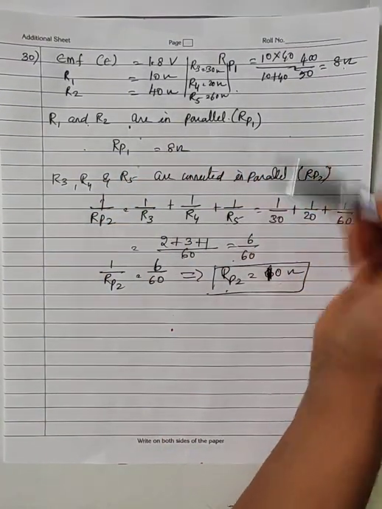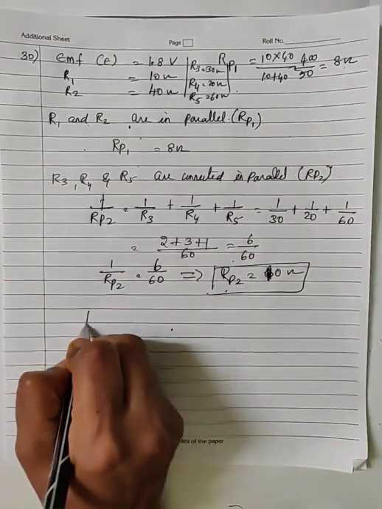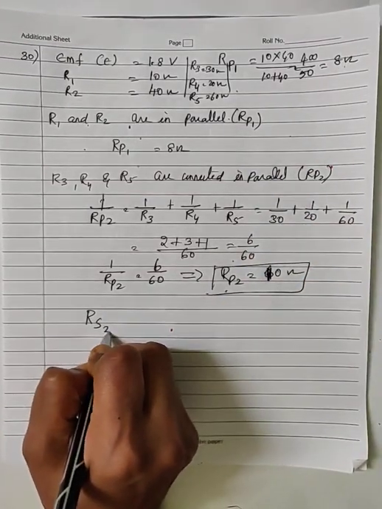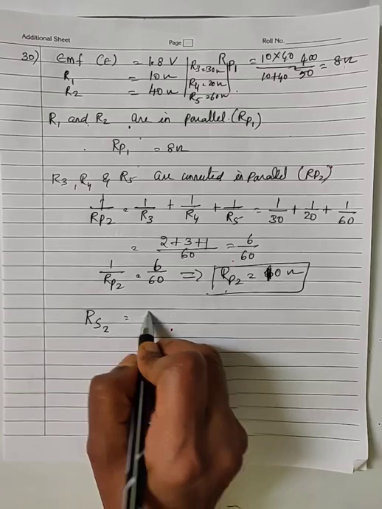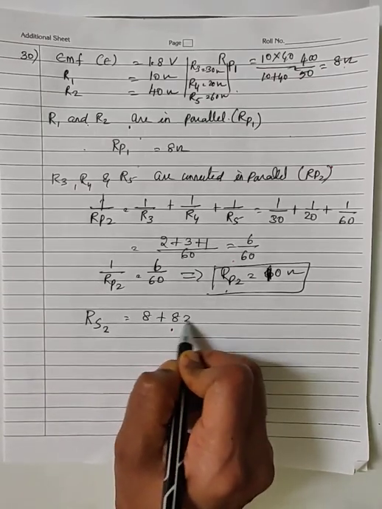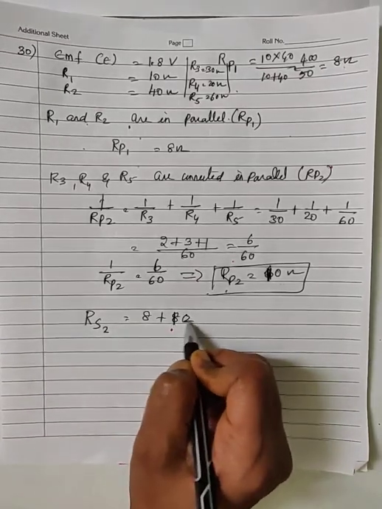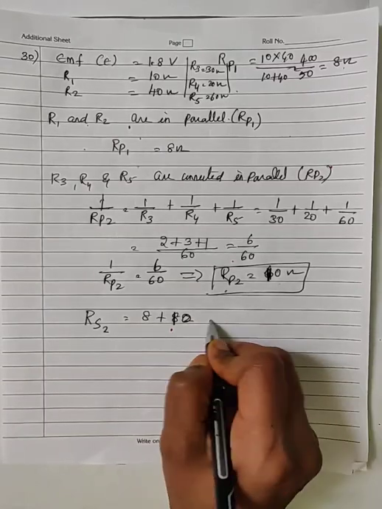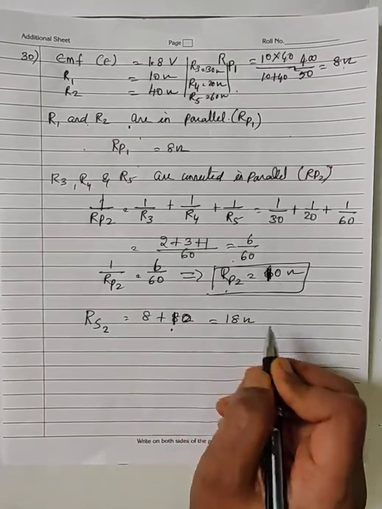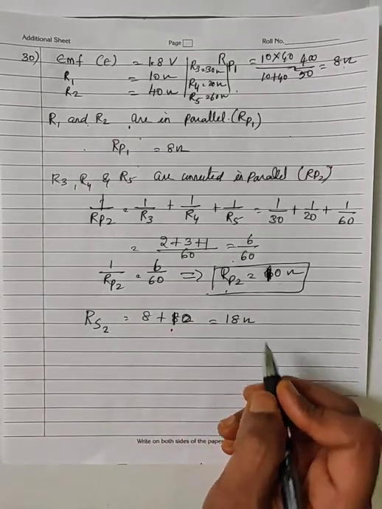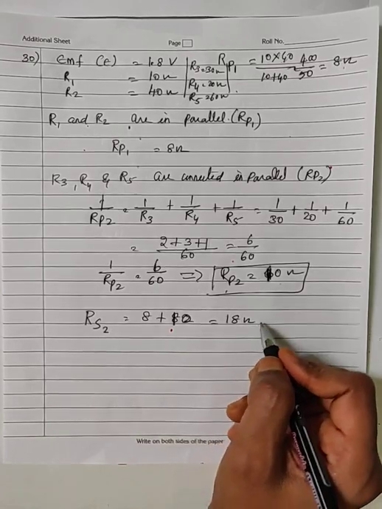Now these two resistors are connected in series. So this is the second set of series connection, RS2, which is equal to 8 plus 10. That is RP1 plus RP2, which is equal to 18 ohm. So the effective value of the resistance connected in the circuit is equal to 18 ohm.